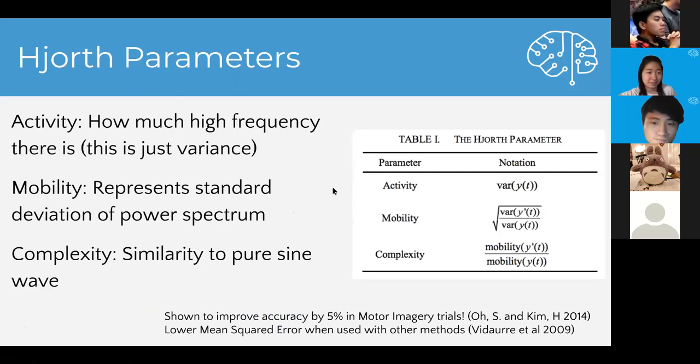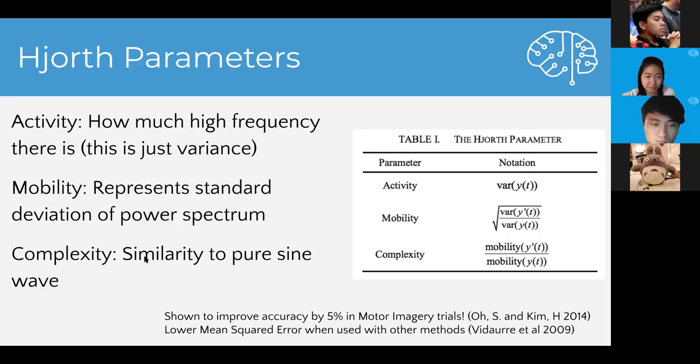So the Hjorth parameters: activity is actually just the variance pretty much. So it's not super interesting. We already know how to get that. Two other parameters are mobility and complexity. Mobility represents the standard deviation of the power spectrum, and this is how it's calculated. It's complicated, but basically you want to see how much the power spectrum changes in that one sample that you calculate the power spectrum of.